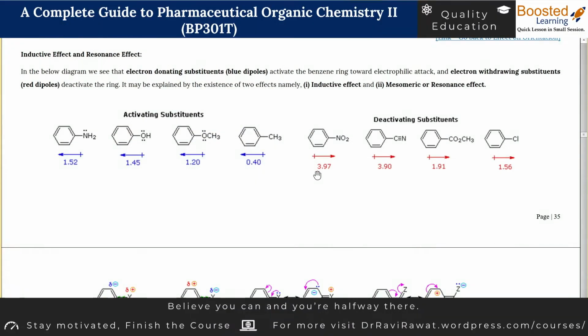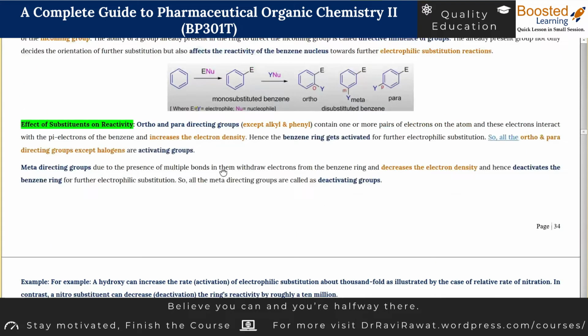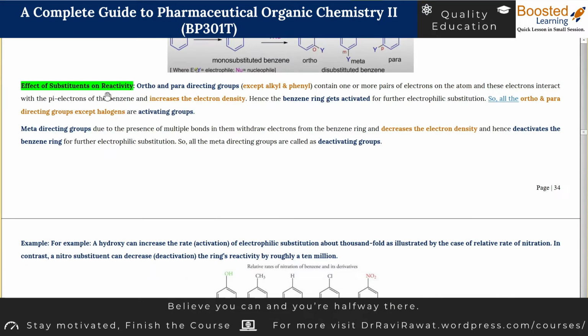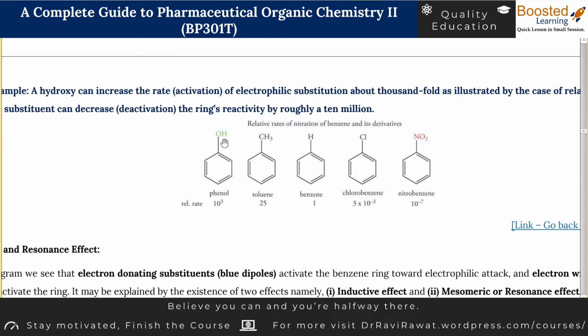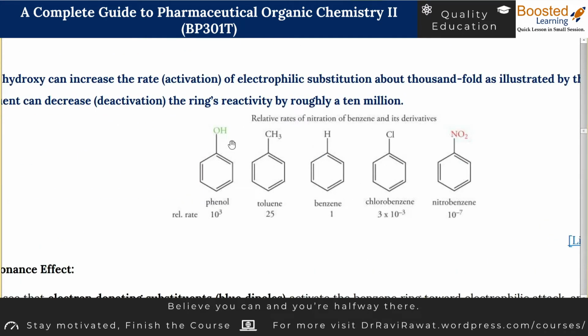Hi, I welcome you back on the new topic, which is inductive effect and the resonance effect. This is in continuation with the previous topic that we have just studied. The topic was effect of substituent on reactivity, and we have seen that there are some substituents which increase the rate of reaction of benzene, while there are some substituents which decrease the rate of the reaction.